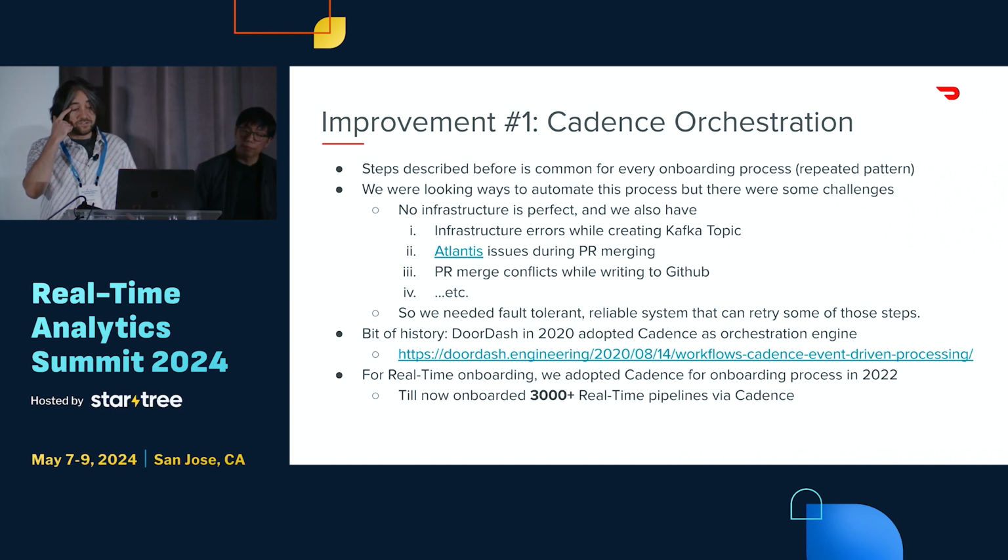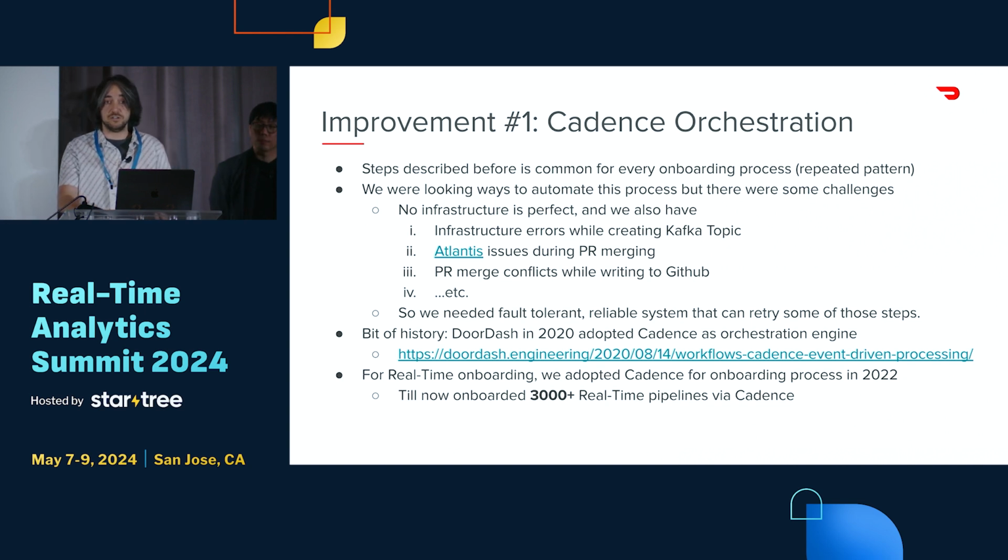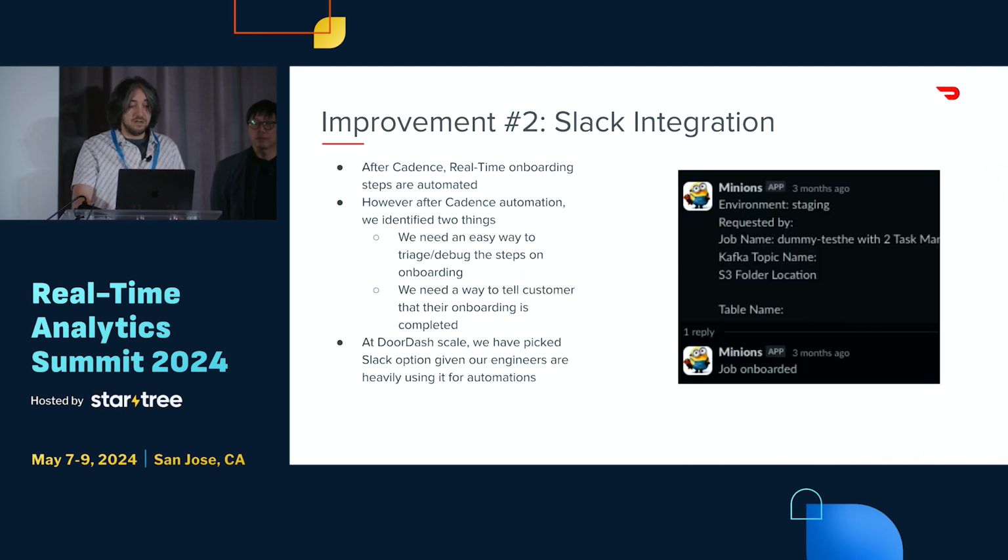So a bit of history. In 2020, DoorDash adopted Cadence as an orchestration engine across the platform level, and in real time we onboarded in 2022. This essentially made all these steps orchestrated in a Cadence workflow. It has the retries and backoffs and everything involved. With this, we were able to onboard 3,000-plus real-time pipelines till now with Cadence enablement. That actually streamlined a lot of things.